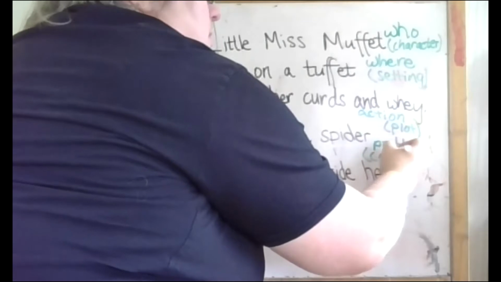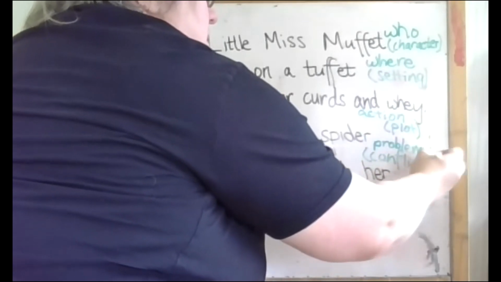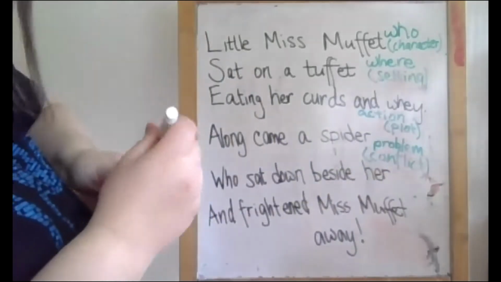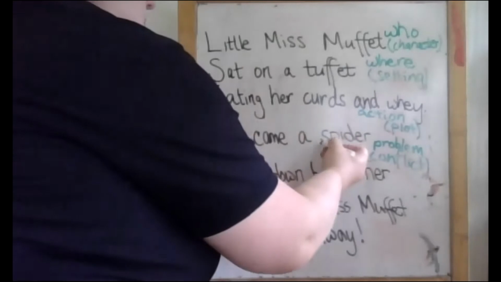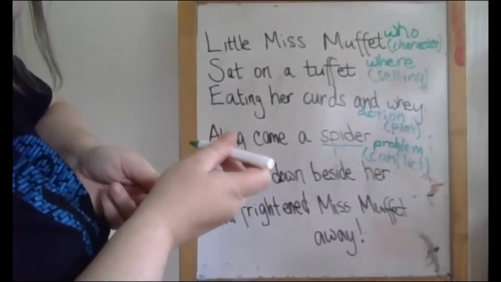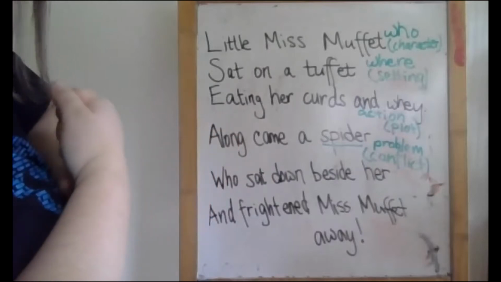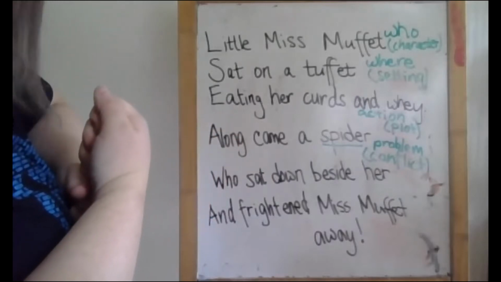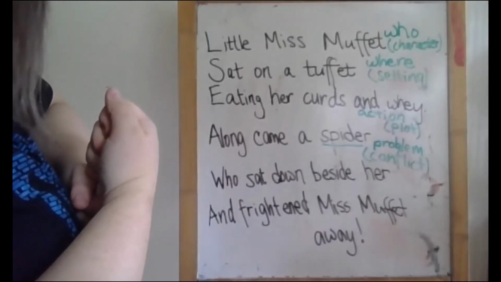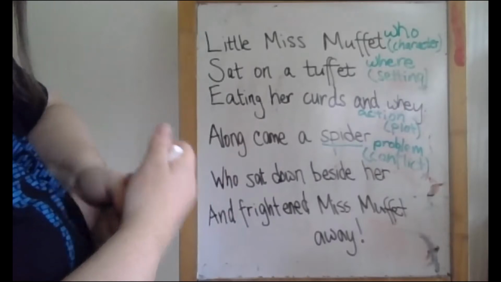In the writing world, we call that conflict, right? Spider. That's also a character, but it's not our main character. He just happens to show up. Maybe he's big and hairy or venomous. Not sure, but he's definitely sitting down by Miss Muffet. This is a problem for Miss Muffet.